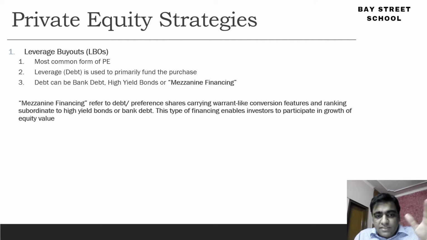So this mezzanine financing has both features of debt and equity. So a debt preference share has warrant-like conversion features. This is not a pure debt instrument, and it's not a pure equity instrument. It enables the investors to take advantage of the appreciation in equity value. So basically, the investor is putting in a kind of debt which is subordinate to the high yield debt or the bank debt, but it has features where it can be converted to equity tomorrow.